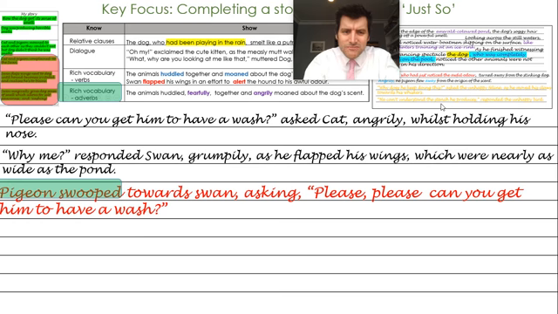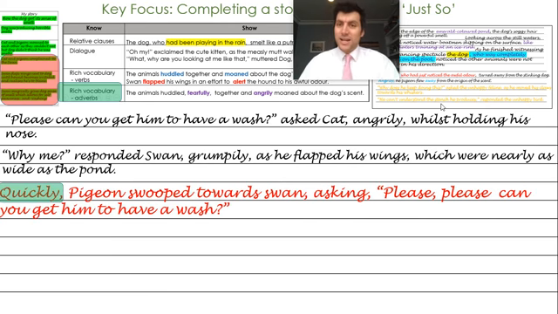Asking, or could I change how he's swooping? Is he swooping delicately? Is he swooping angrily? Is he swooping calmly? How's he swooping? Quickly. Okay, I like it. I like an adverb like so. Quickly, pigeon swoop towards swan.